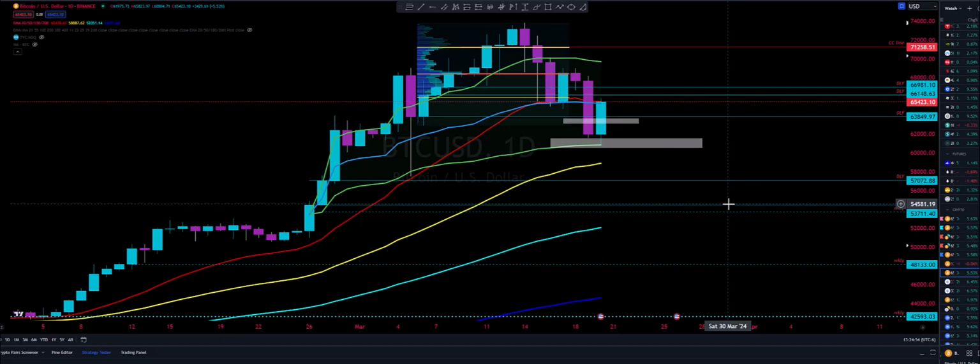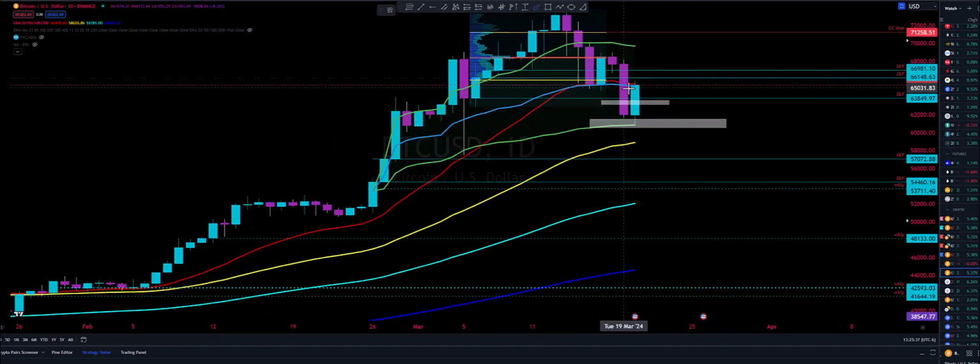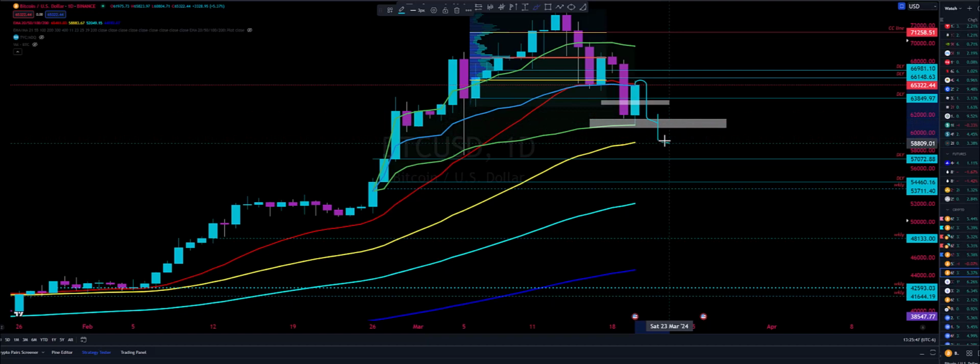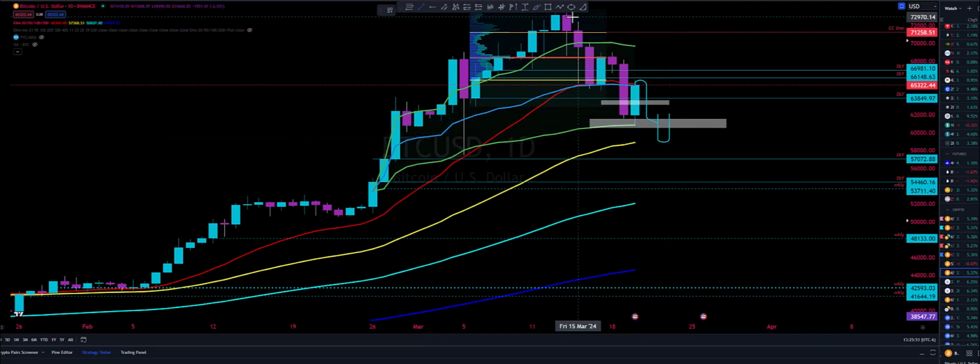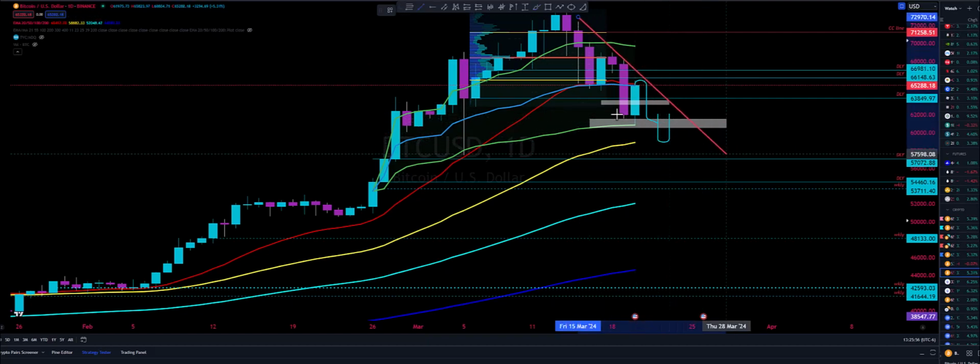So we find ourselves at another pivotal point. We either reject here and roll back over, or we claim this area and start trading in this range again. Now, a bearish scenario, if we do end up rolling over, we'll have another touch of the VWAP and possibly a touch of our 50 before moving back up, at which point we'll just be forming a falling wedge.